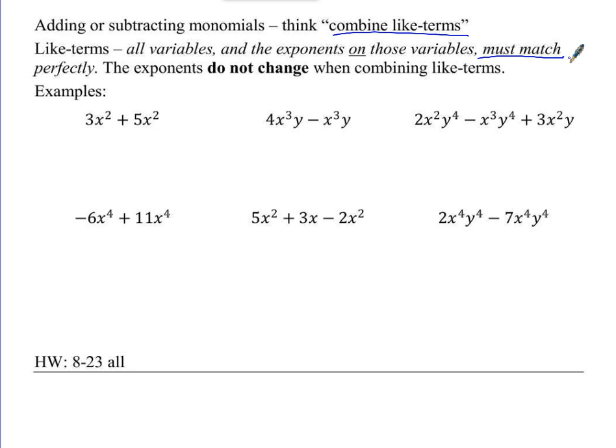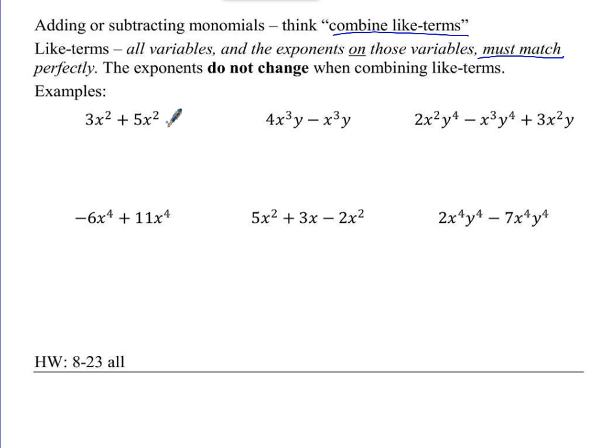Otherwise, they are not like terms, and you cannot combine them. You just leave them as is. But if they are exactly the same, then you can combine them. So on this first one right here, we have 3x squared plus 5x squared. And what I want you to do first, we'll get away from this pretty quickly once you understand what a like term looks like. But let's think of this as like 3 apples plus 5 apples.